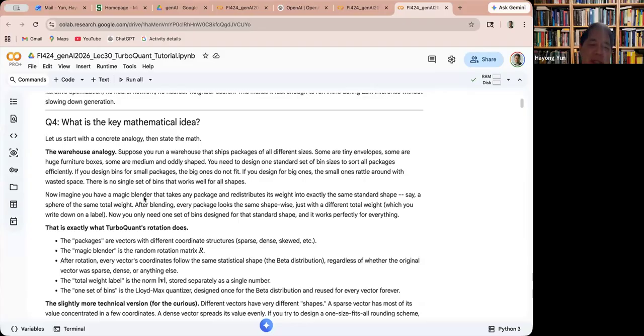So now imagine you have a magic blender that takes any package and redistributes the weight into exactly the same standard shape, say a sphere of the same total weight.